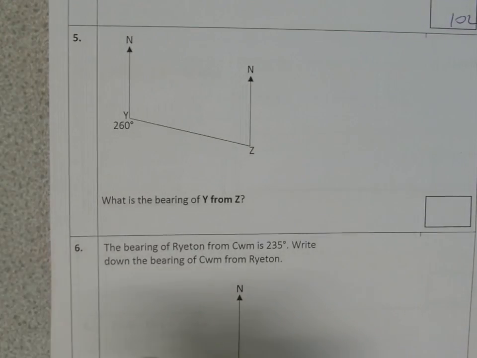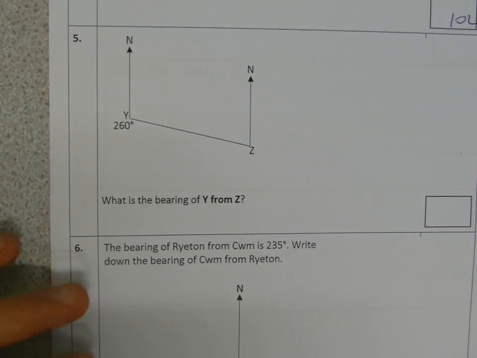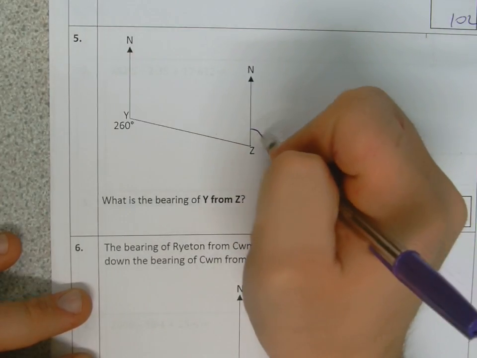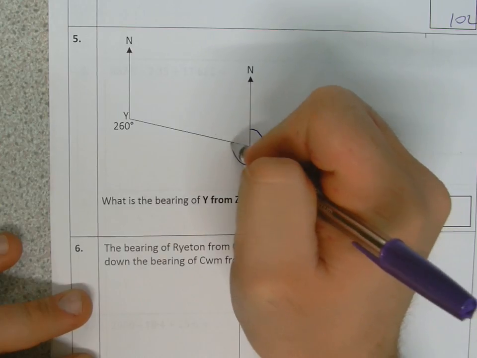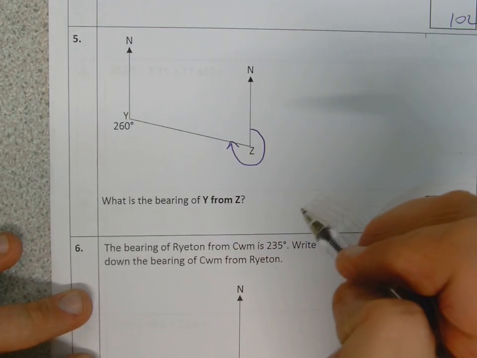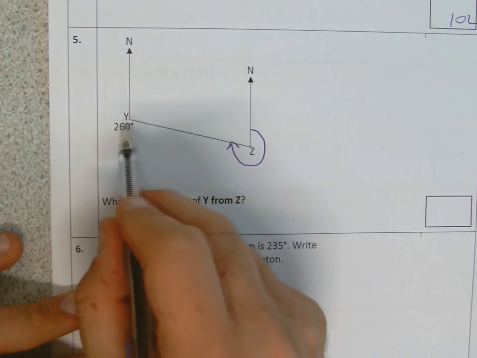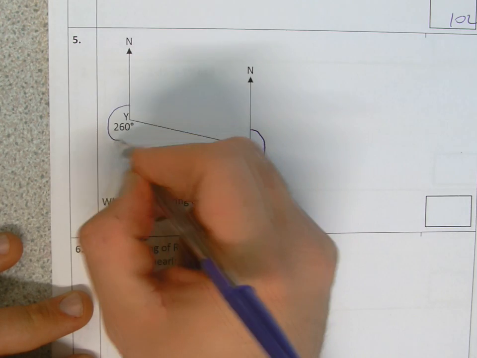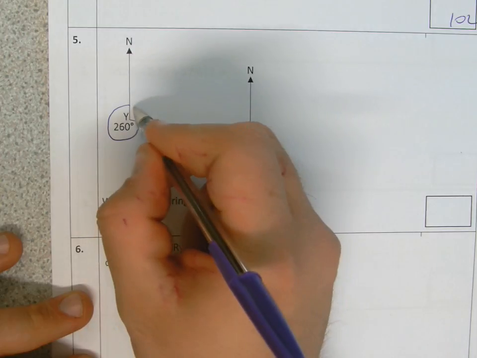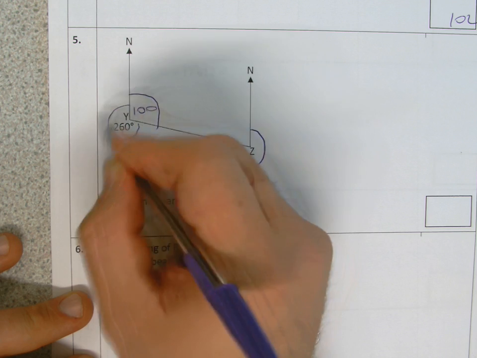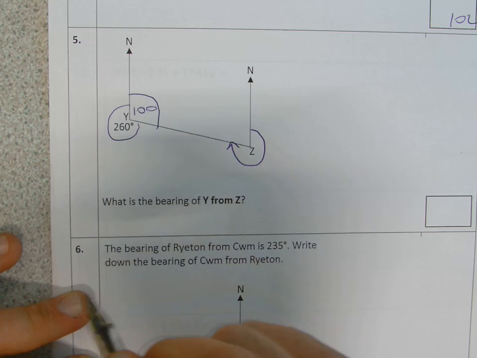Same idea here now with question 5. Bearing of Y from Z. So from Z here, you've got to go clockwise until you get to the line. So you want this large angle here. Let's look at what we've got over here. Now 260, that doesn't necessarily help us. But you can work out this angle here to be 100, can't you? Because of course you've got a circle, and they add up to 360.